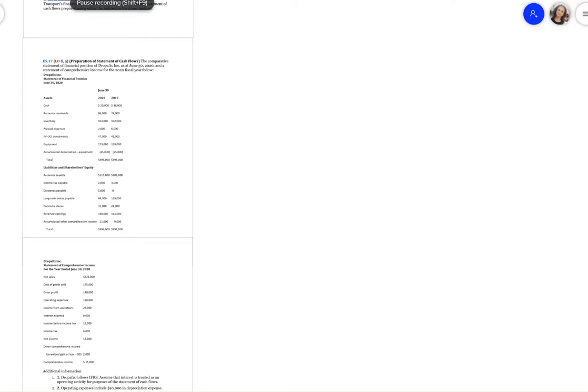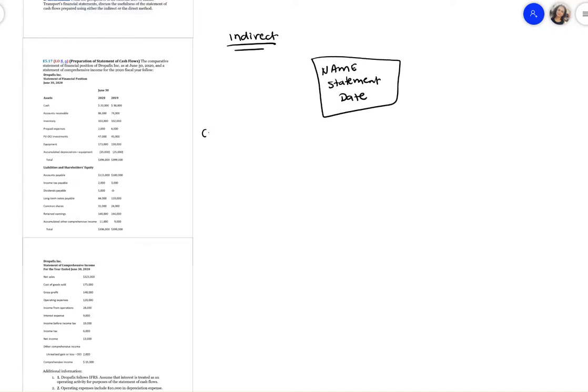So let's do the indirect method. Again, when you're doing the indirect method or direct method, anytime you do it, the name of the company is always going to be there, the name of the statement, and then the date. So these three things are important regardless of any type of financial statement you're doing. The first thing we're going to do is cash flow from operating activities. So that's our first one, cash flow from operating activities.